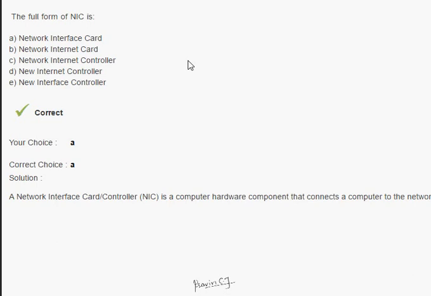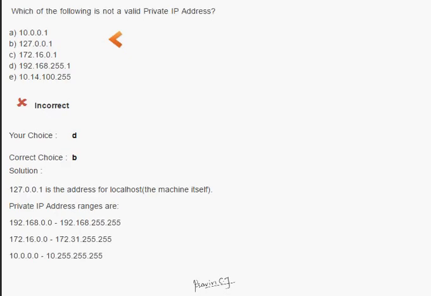And even the NICs have their standard technologies available, like 300 above L, 300N, 300L. Find out that term if you require it; in future if some in-depth question comes, it will be helpful. Which of the following is not a valid private IP address?